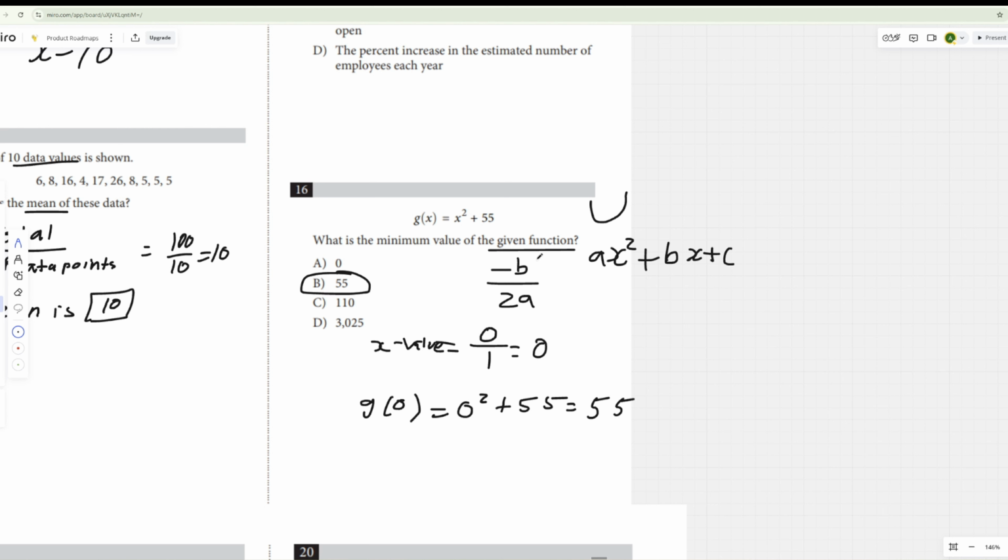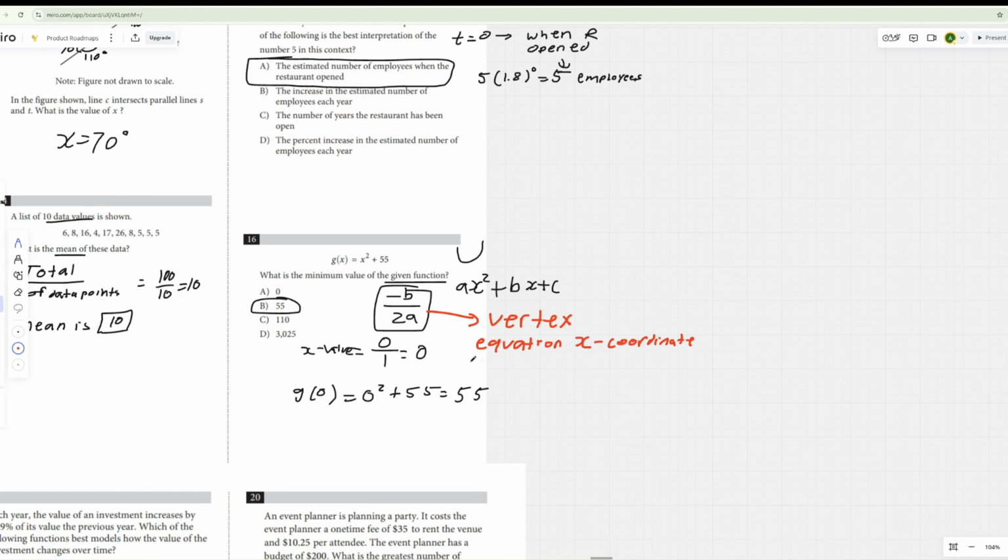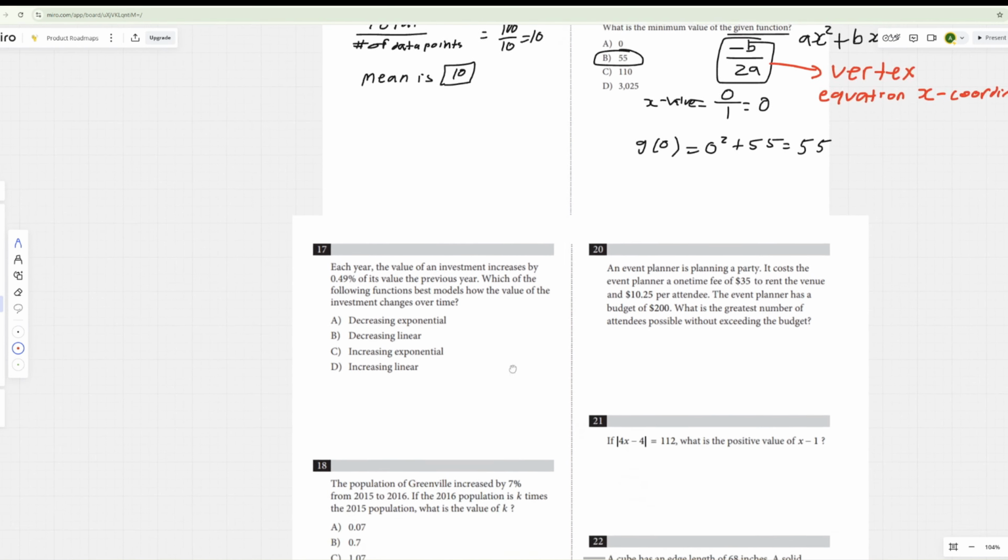This negative b over 2a, this is a really, really helpful equation. I'll put it right here. Vertex equation, x value. I know you can use Desmos, but let's just say something crazy happens, Desmos malfunctions, whatever. You can always just use this x coordinate, and it's a good thing to know as well. A good thing to keep in your back pocket. Let's move on to number 17.